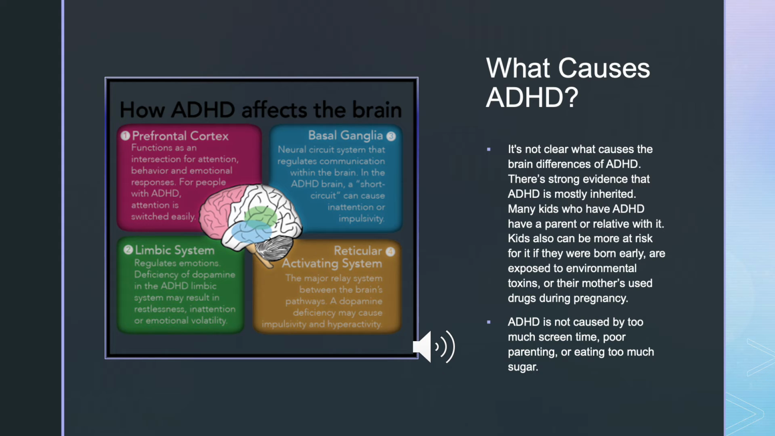What causes ADHD? It is not clear what causes the brain differences of ADHD. There is strong evidence that ADHD is mostly inherited. Many kids who have ADHD have a parent or a relative with it. Kids also can be more at risk for having ADHD if they were born early, are exposed to environmental toxins, or their mothers use drugs during their pregnancy. ADHD is not caused by too much screen time, poor parenting, or eating too much sugar. Those are all myths.